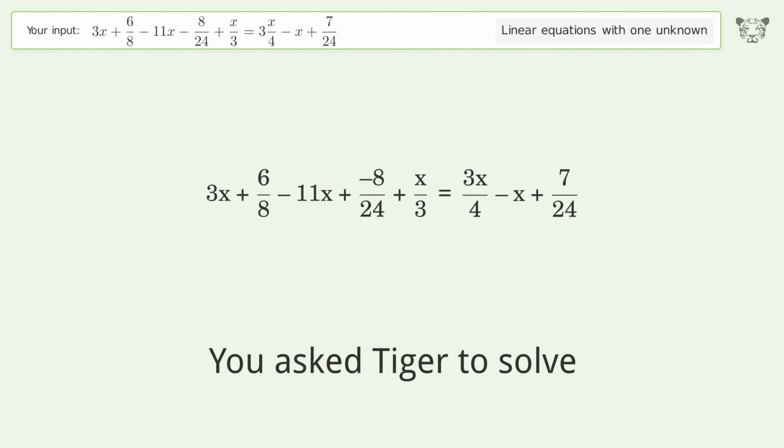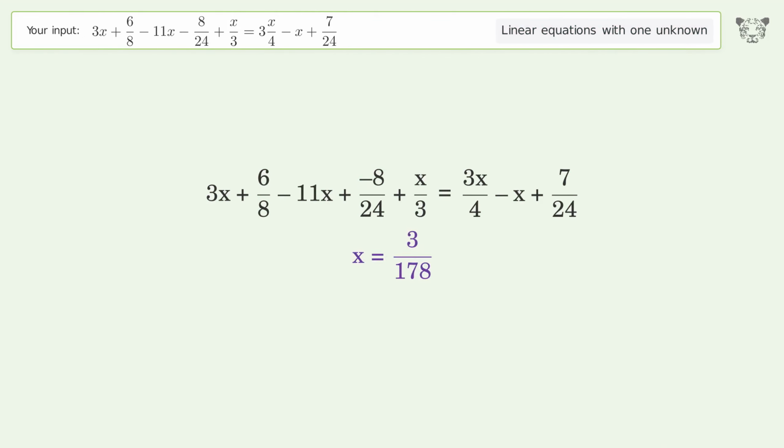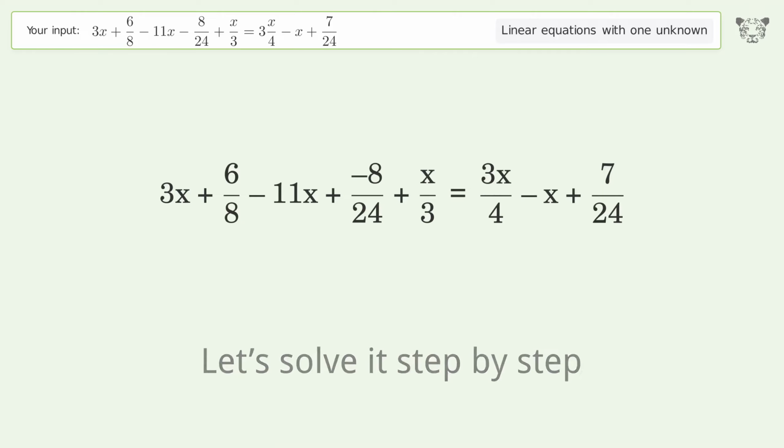You ask Tiger to solve. This deals with linear equations with one unknown. The final result is x equals 3/178. Let's solve it step by step.